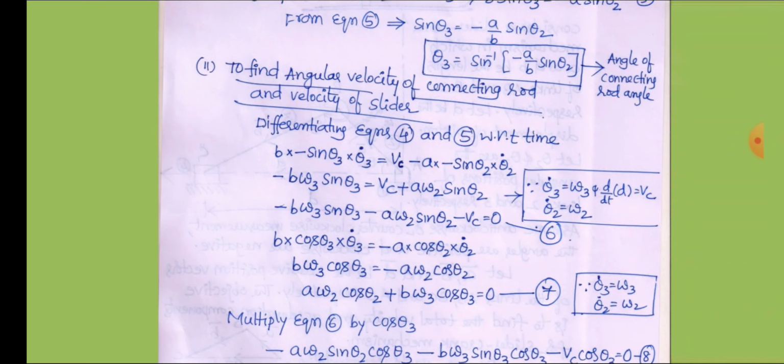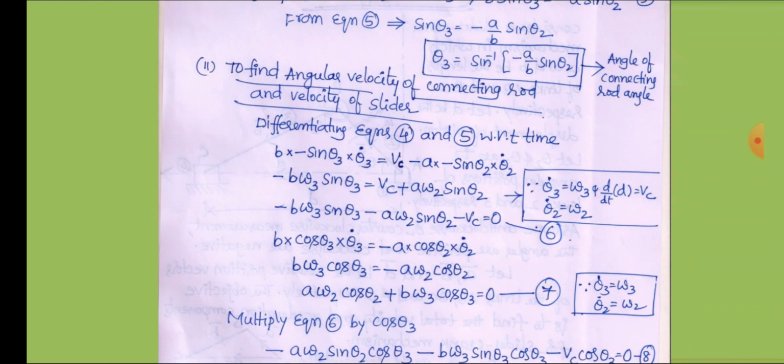Theta is angular displacement. If I differentiate, theta dash it is. Theta dash means it is angular velocity. Angular velocity of which link? 3. 3 indicates connecting rod. Therefore, theta 3 dash is nothing but omega 3, the angular velocity of the connecting rod, into sin theta 3, is equal to Vc, here minus into minus plus, A into theta 2 dash. Theta 2 dash is the angular velocity of crank, that is equal to omega 2. So, A omega 2 into sin theta 2.